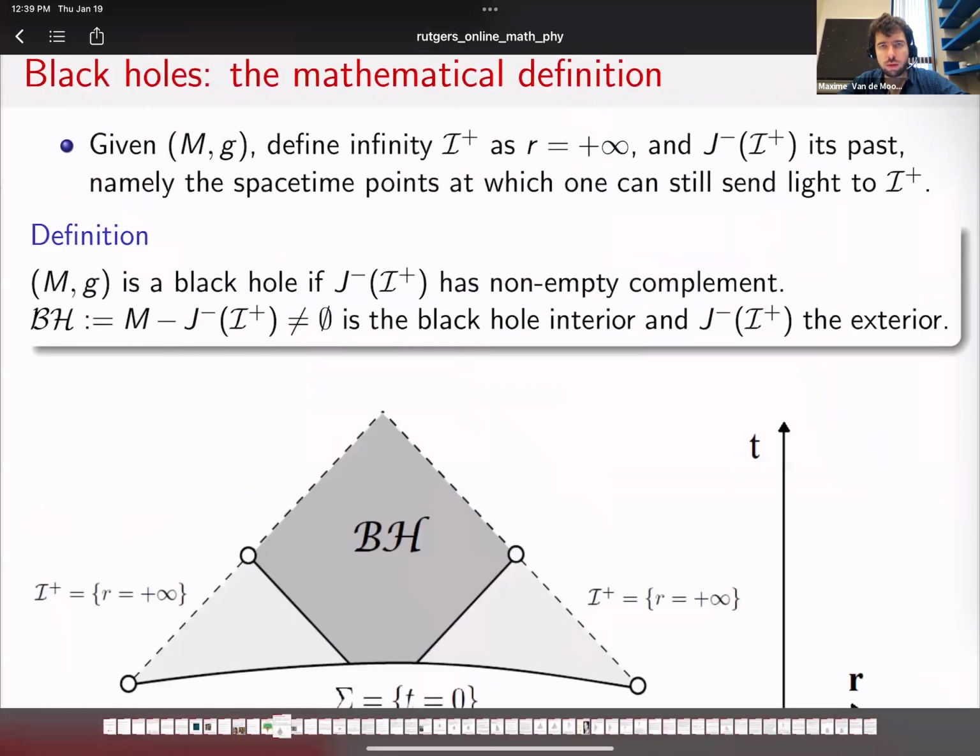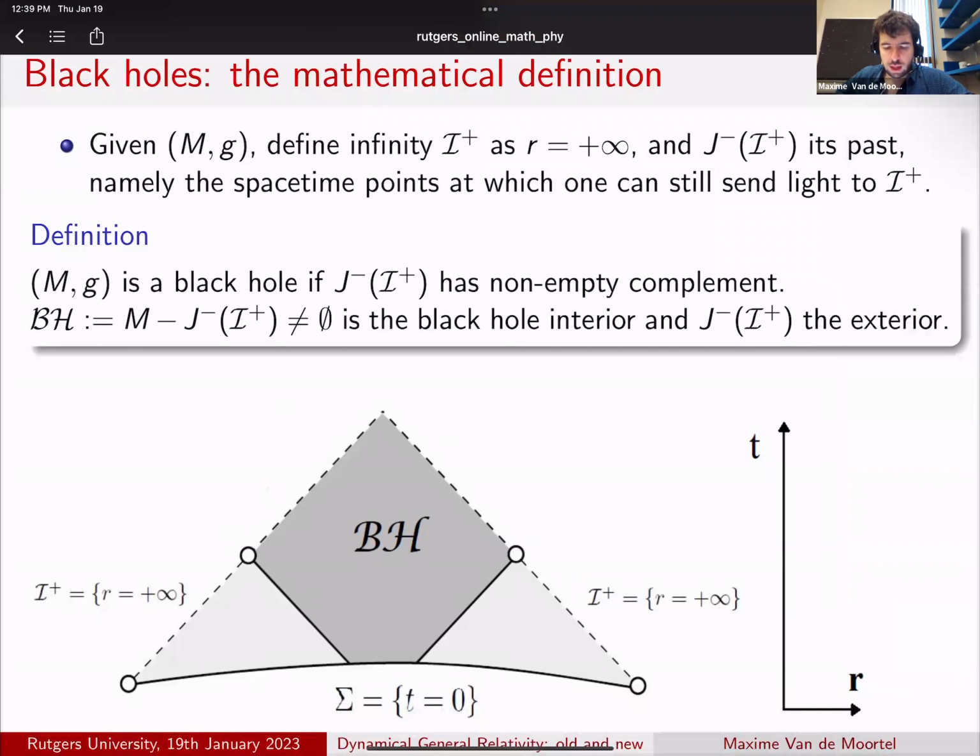So how do we connect this notion of a black hole with our knowledge of Lorentzian geometry? Very intuitively, it's as follows. We have a space-time, and we can define infinity. There are rigorous ways to do this, but let's stay at the naive level. Let's just take a function that's some distance to the origin. Let's call it r, and let's take r equals infinity, very naively. Then let's talk about the past of infinity. This is the set of points at which I can send a ray of light to infinity. That's a bit jargony, but it's a very intuitive thing.